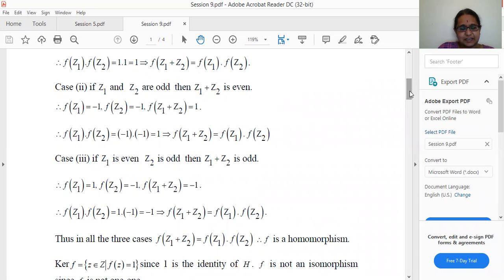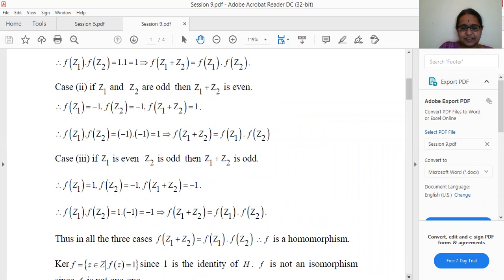Now we have to find the kernel. So the kernel of the homomorphism f is the set of all z belonging to Z such that f of z is equal to 1. Now f of z means it is the image. f of z belongs to H, and H consists of only 1 and minus 1. The operation is multiplication. With respect to multiplication, 1 is the identity element. So here we are saying f of z is equal to 1. So we have found the kernel.